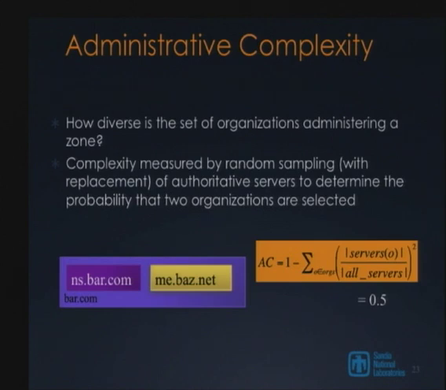And the way we did that was by basically using random sampling with replacement. So if you were to put all your servers in a bag and pull out two marbles, two of your servers, in this case, with replacement, then what's the probability that you would get two distinct organizations? That's all this does. In this particular case, 0.5 is the answer.